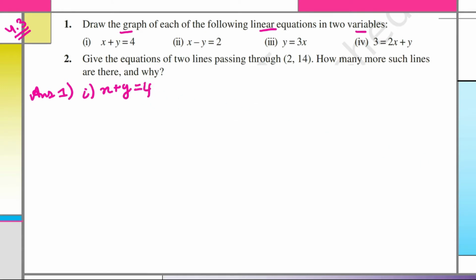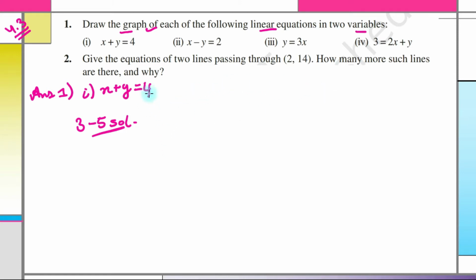Now we are just going to be drawing a graph. So first of all, you take this equation. My friends, in order to draw a graph of any equation in two variables, we have to find 3 to 5 solutions of this equation, not more than that, not less than that. So we want to find 3 to 5 solutions of the equation x plus y equals 4.